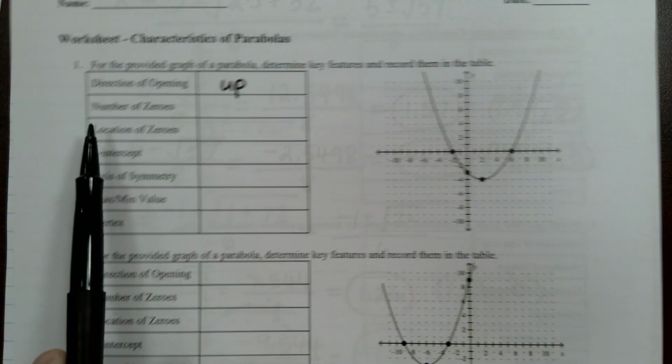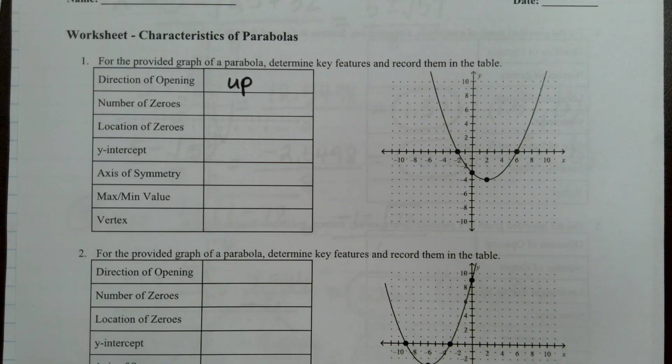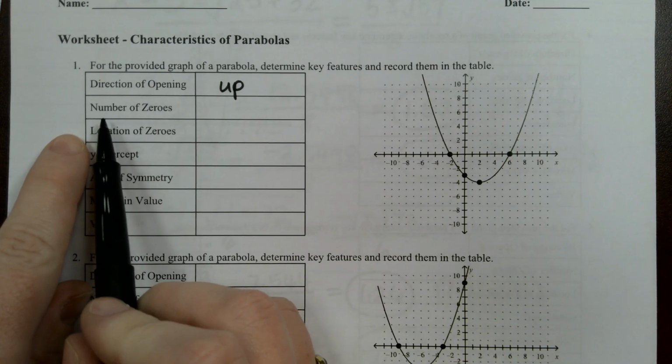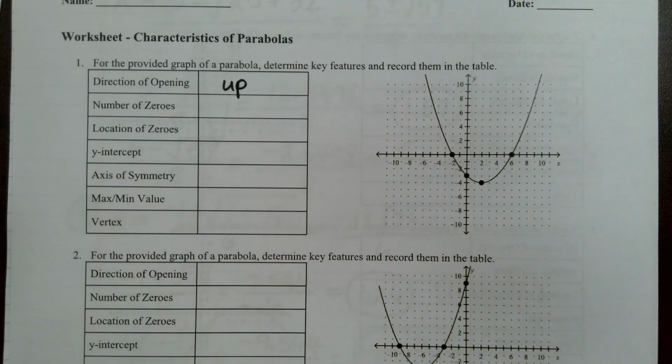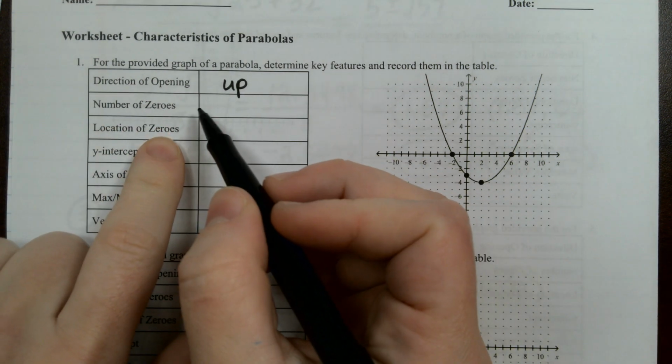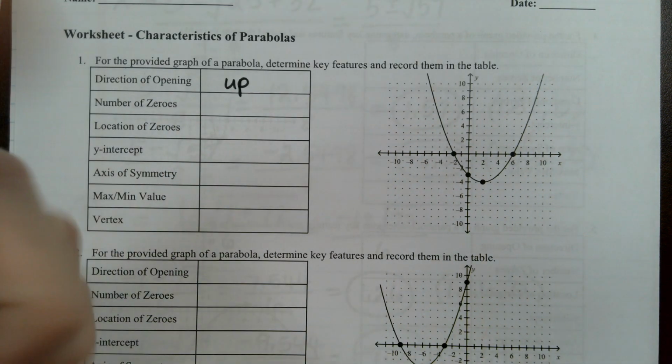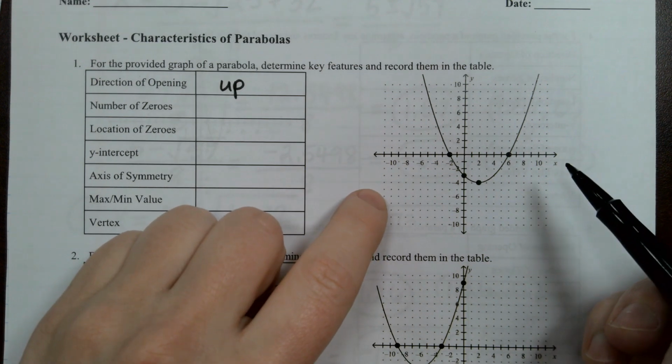Now this is a little bit different than how we've been naming this. The second thing says number of zeros. So whenever this asks for the number of zeros, it's really asking you for the x values. It's saying when y is 0. So the number of zeros, how many times are we touching the x-axis?